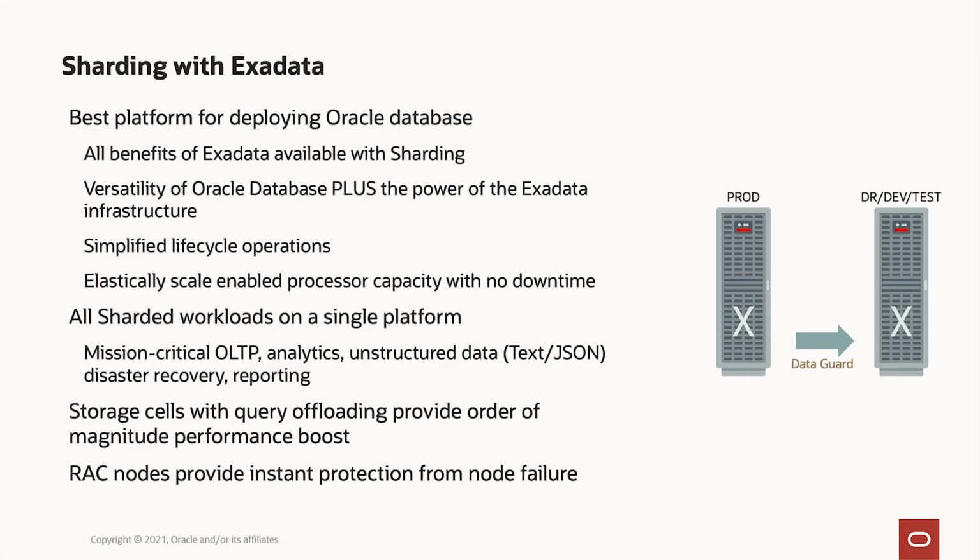You can run sharded databases on Exadata. That's one of the best. It is the best platform to run Oracle Database, and all of the capabilities of sharding are supported on Exadata. You can use things like storage cell query offloading, RoCE fast high-speed network connections, in-memory compression, columnar, all of that functionality which is available with Exadata is available with sharding on Exadata as well. And if you choose to, you can configure each shard as, like I was talking earlier, a 2-node RAC cluster, so you get instant protection from a node outage as well.